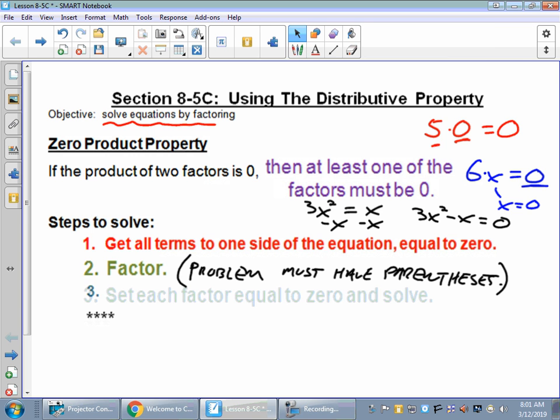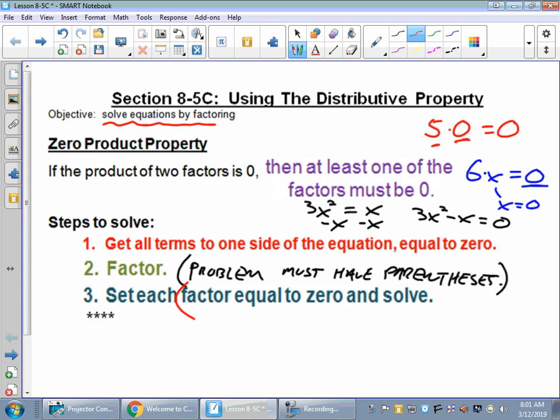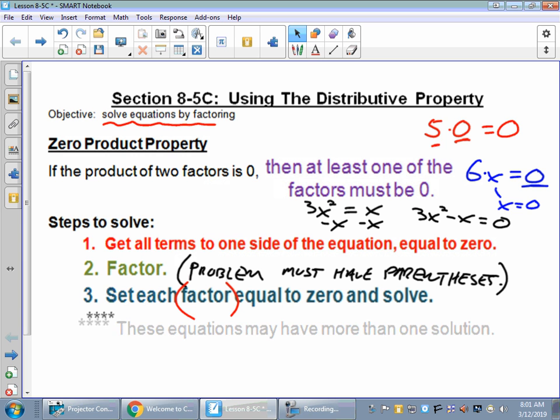The last step is we're going to set each factor equal to 0 and solve. When we say each factor, we're looking at taking each parenthesis and setting it equal to 0, and then solving that way. Just a reminder that these equations may have more than one solution. You could have more than one answer here, and you'll get the idea when we go through some examples. So steps 1, 2, and 3 again: get the terms on one side and set them equal to 0, factor it if it's not already factored, and then set each factor equal to 0 and solve.